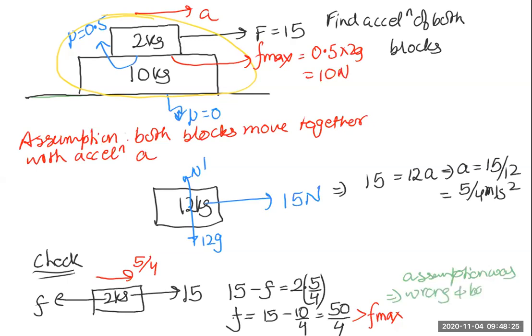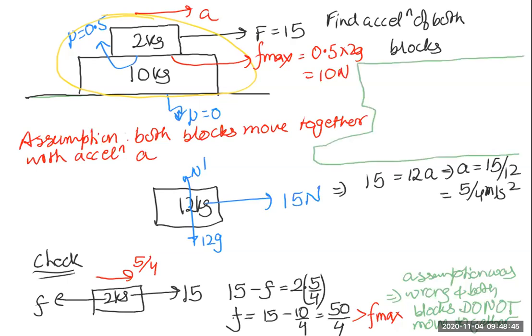and both blocks do not move together. And if the two blocks are not moving together, then I have to go back and draw the FBD for both the blocks and work everything out again. So drawing the FBD for the 2 kg block, I get a 15 Newton force here.